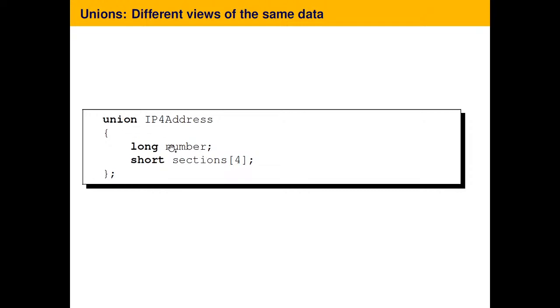You could store the number just as a 32-bit number straight, or you could store it as an array of shorts. In this case, the assumption is that a long is 4 times as big as a short, which is often true. And then you can access each of those numbers one at a time.